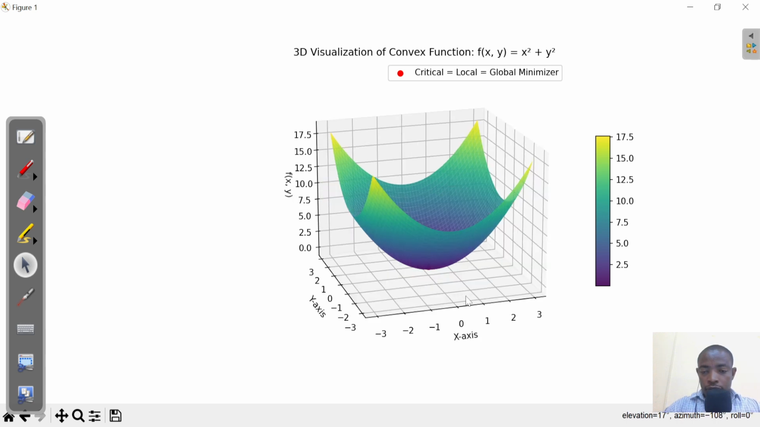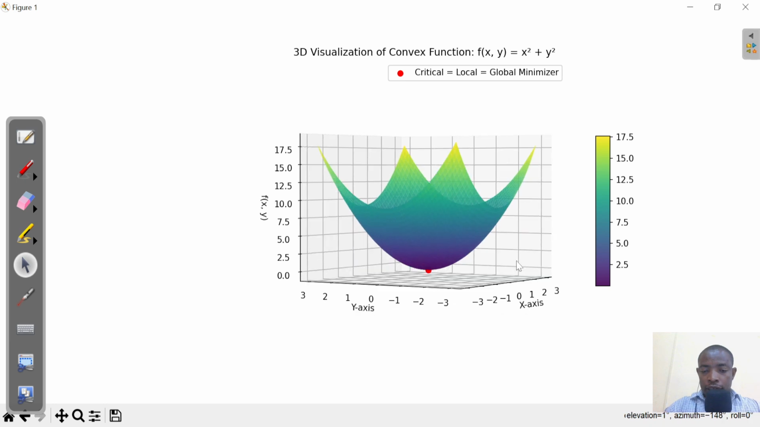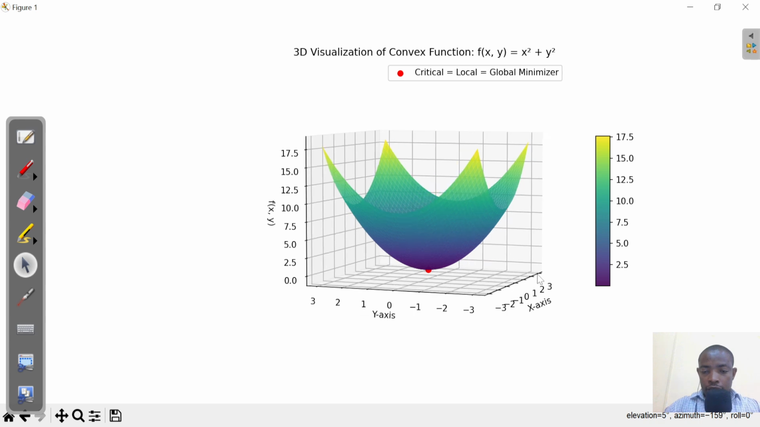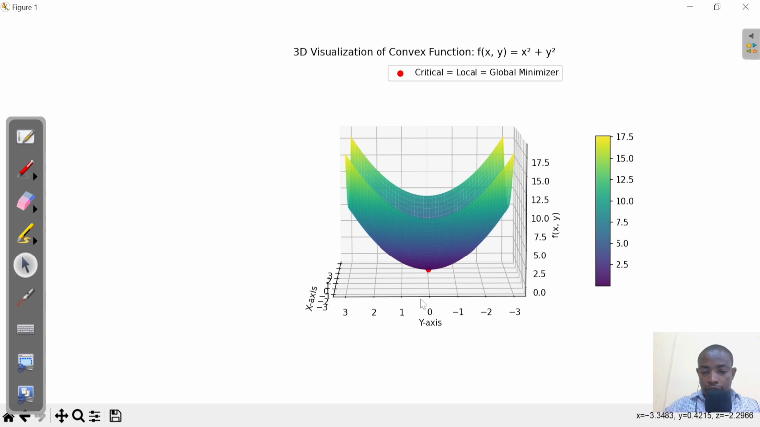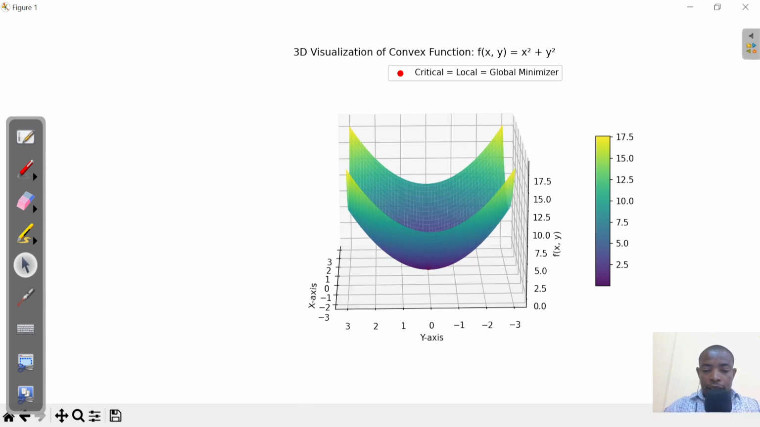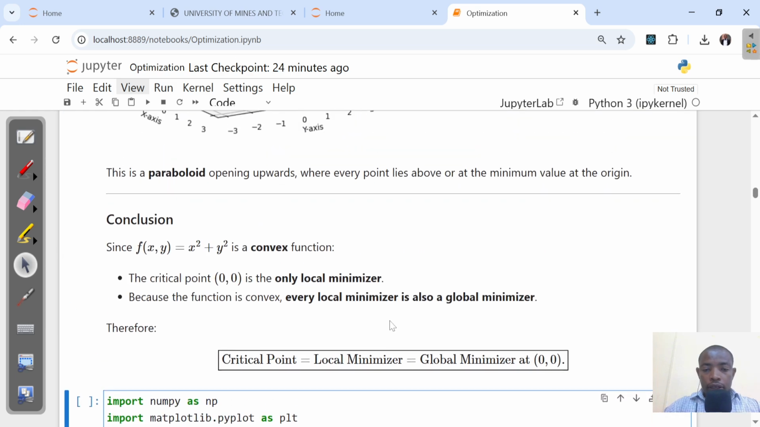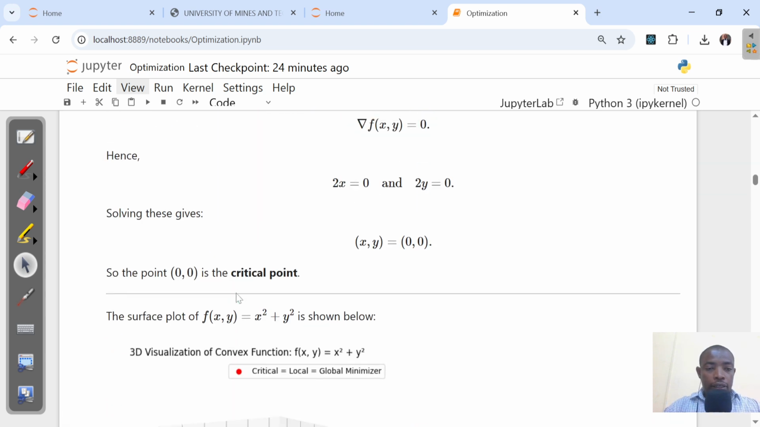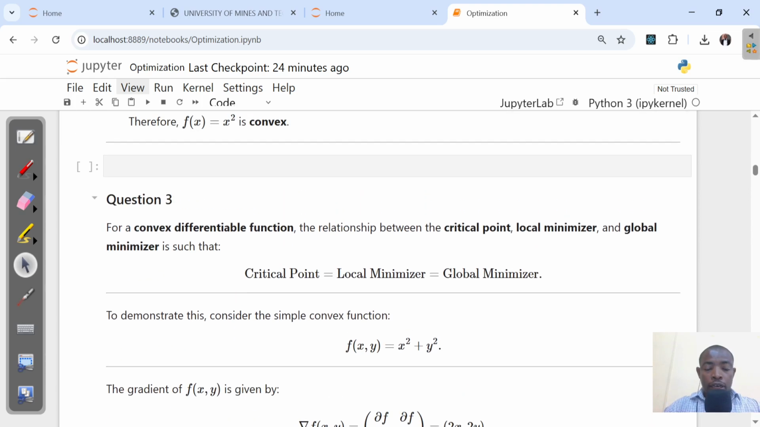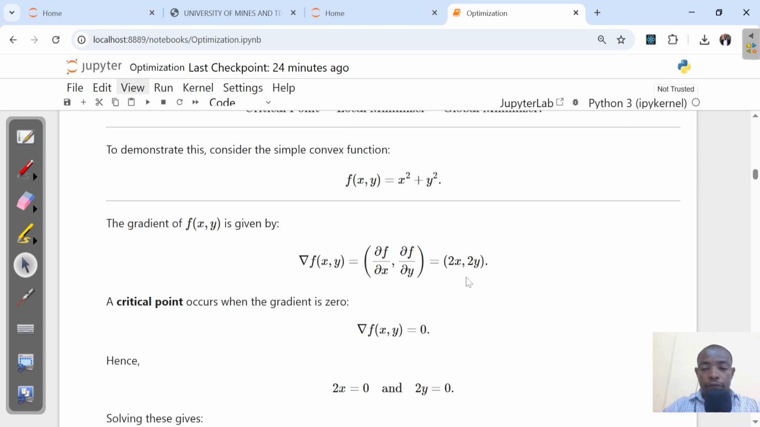And then if you move it around a little bit to look at the y-axis, we can also confirm that the minimal point on the y-axis is also 0, and that explains the issue of it being the critical point. So in the case of a convex differentiable function, the relationship between these parts is that the critical point is equal to the local minima, and it is also equal to the global minima.